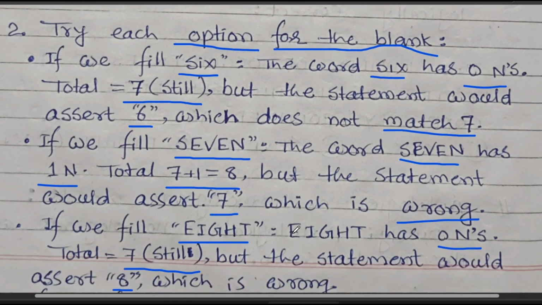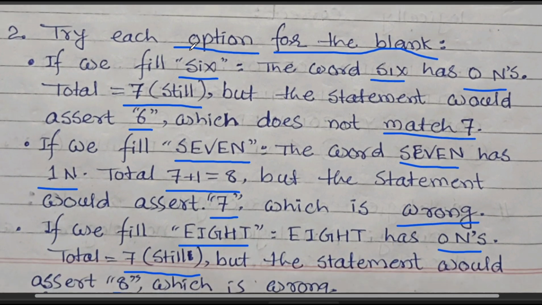Second, now what will we do? We will try to fill the blank with the help of the options. The first option is 6. If you fill 6, the word "six" has no N, so total will remain 7 plus 0, still 7. But the statement would assert 6. Actually the count is 7, but when you fill 6, it will say correctly counted as 6. That is incorrect.